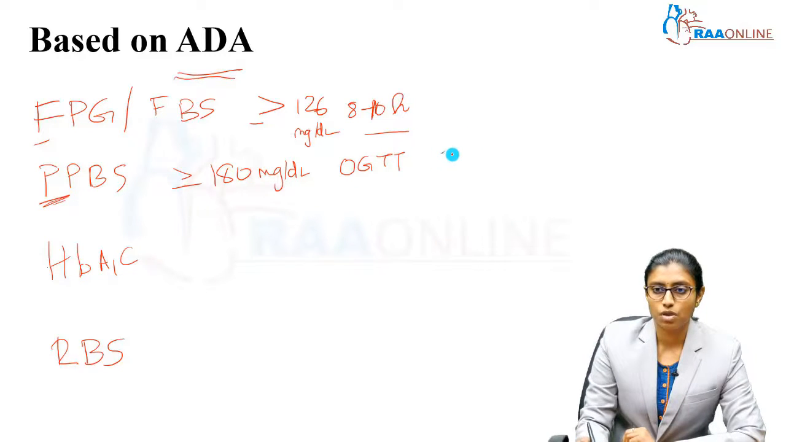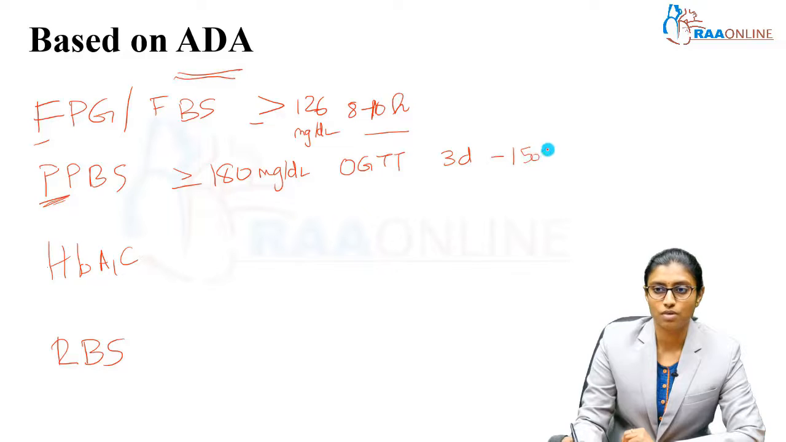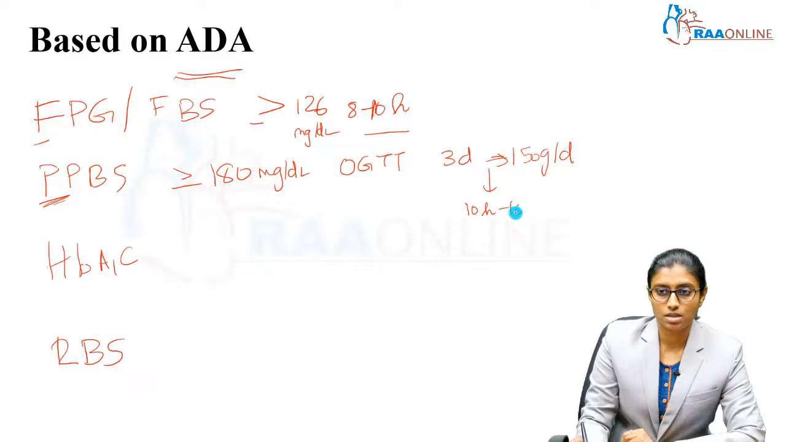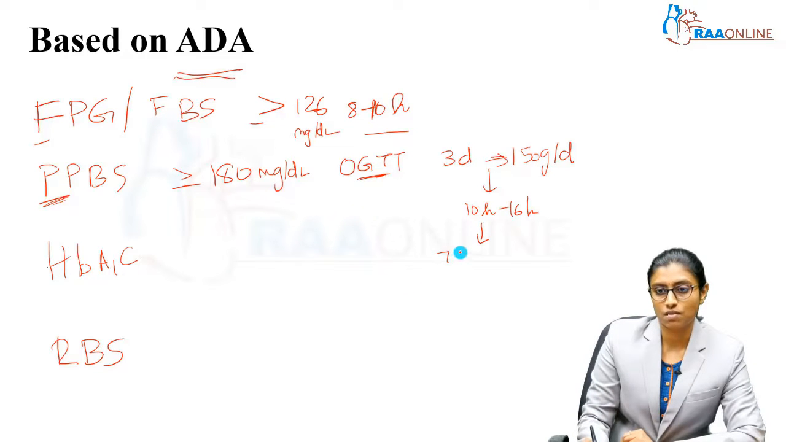So for the past 3 days before planning to take a blood test, the patient should have an unrestricted carbohydrate diet containing at least 150 gram of carbohydrate per day. For 3 days he takes this kind of diet. And then after that, he observes a fast of 10 hours to 16 hours, comes to us in the morning, and we give them a glucose load, the oral glucose tolerance test. So we are going to check their tolerance to glucose. We are going to give them 75 gram of anhydrous glucose, and this 75 gram of anhydrous glucose should be mixed in 150 to 300 ml of water.